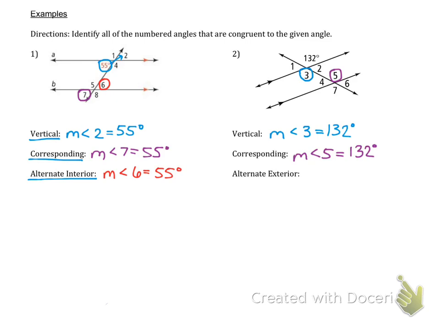The last one is alternate exterior angles. Angle 7 is an alternate exterior angle with 132 degrees. So we can say the measure of angle 7 is equal to 132 degrees because alternate exterior angles are congruent.